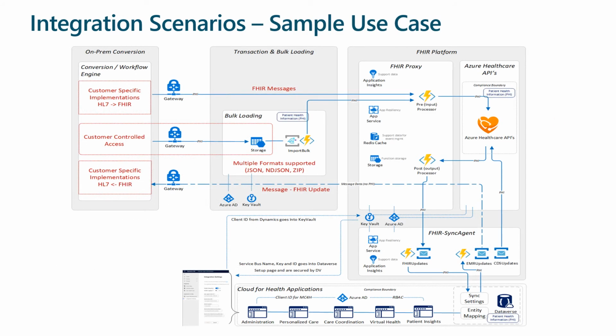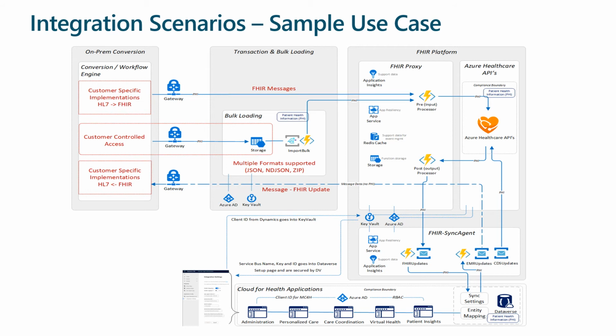Let's go through some sample use cases for the FHIR Sync Agent integrations. If you have either HL7 or FHIR resources coming from the EMR or EHR systems, you can do a conversion to FHIR using the FHIR converter, and those messages would go to the Azure API for FHIR through the proxy. Whenever that gets into the Azure Healthcare APIs, that posts back to the FHIR updates queue, which would eventually sync into the Dataverse through the sync agent.